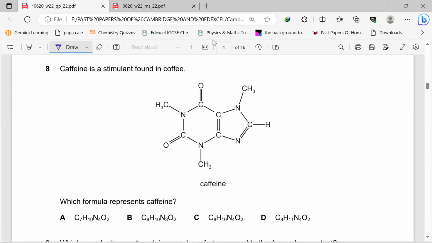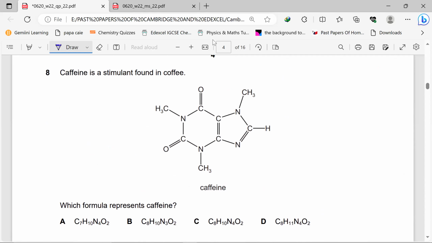You see, number 8 seems very complicated, but hopefully not. Caffeine is a stimulant found in coffee. So it's the caffeine we drink. Which formula represents caffeine? You need to count the number of atoms for each different element and give the formula accordingly. So we have carbon. How many? 1, 2, 3, 4, 5, 6, 7 and 8. We have 8 carbon. We need to be very, very careful. It's only 1 mark, and if you miss even 1 atom, your mark will go.